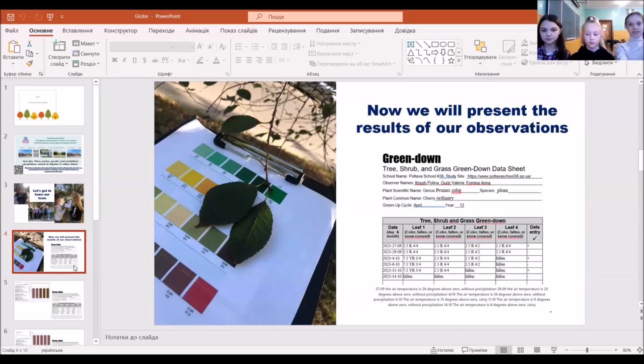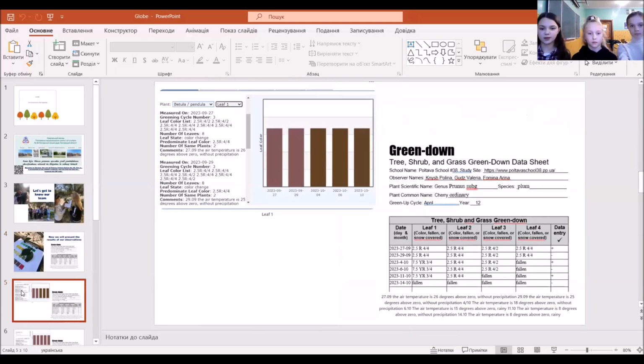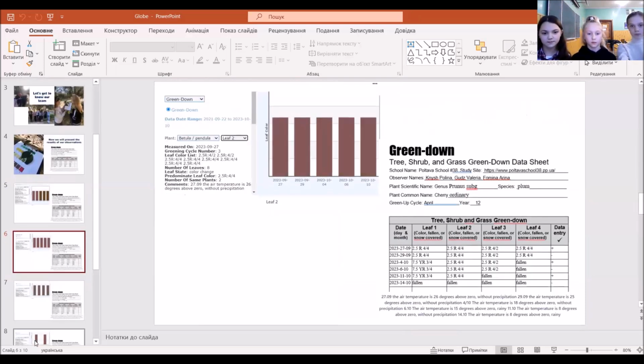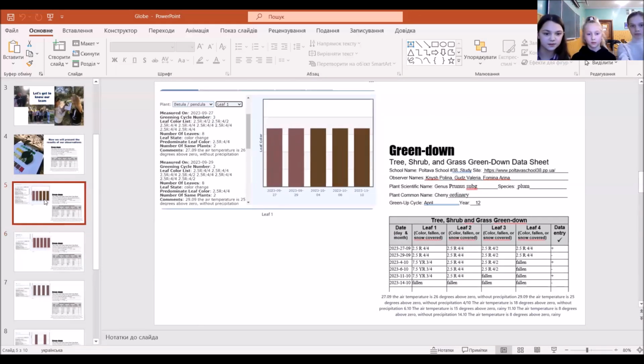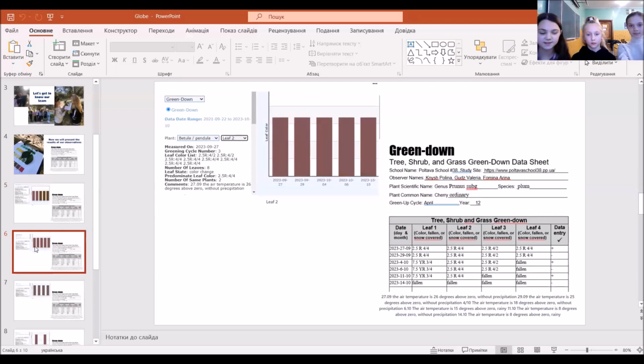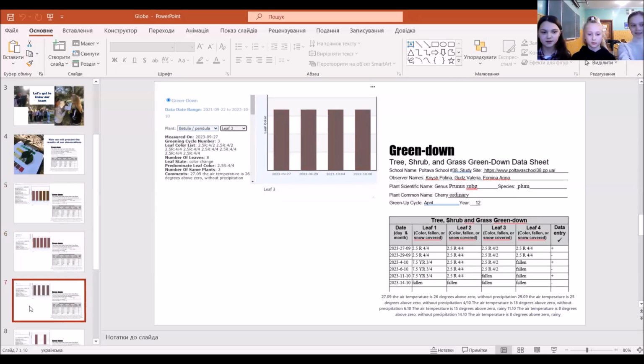Now we will present the result of our observations. You can see our protocol of leaves, when the forest leaf was falling out. This is leaf number 1. This is leaf number 2. This is leaf number 3. And leaf number 4.